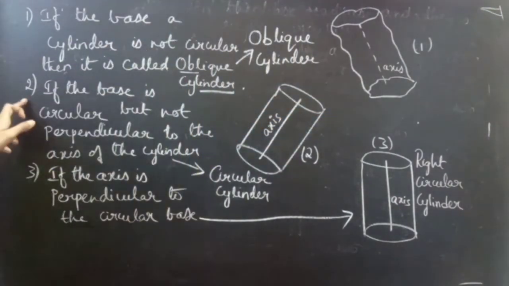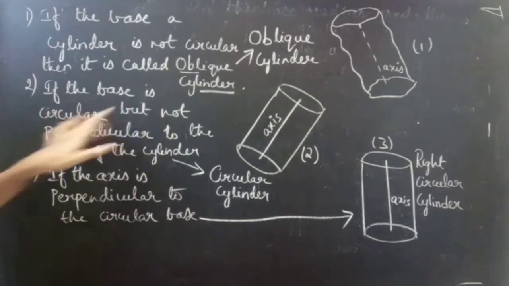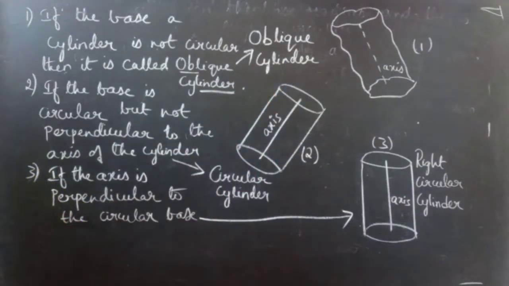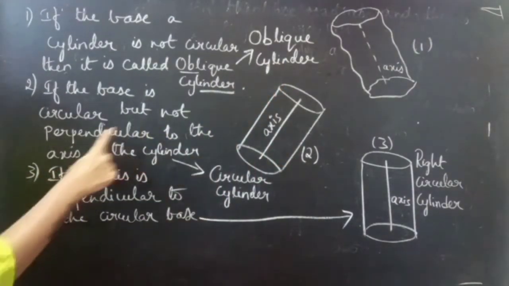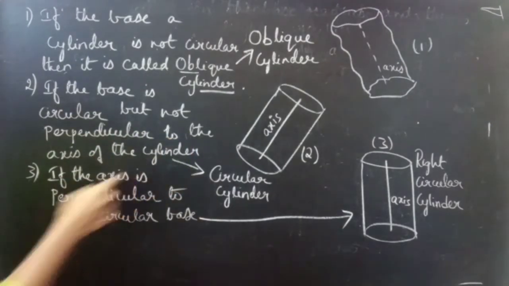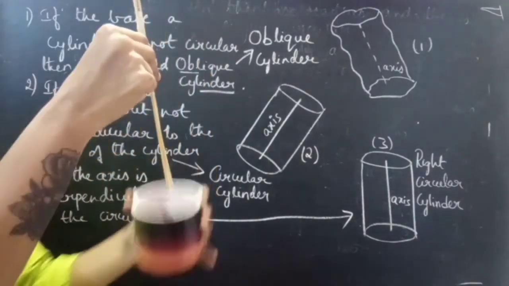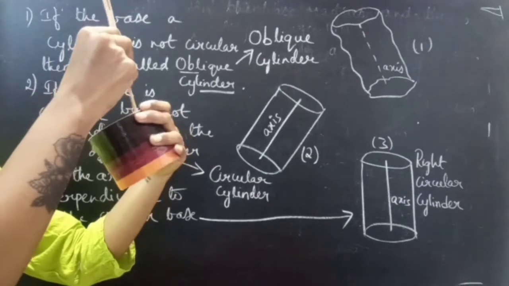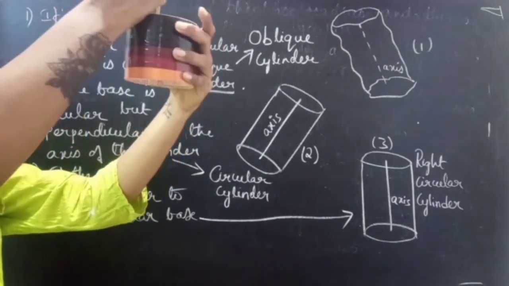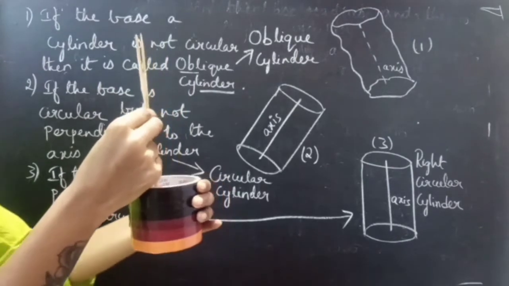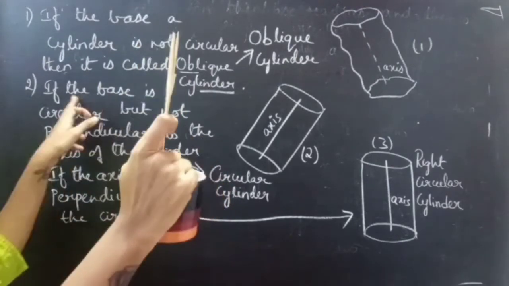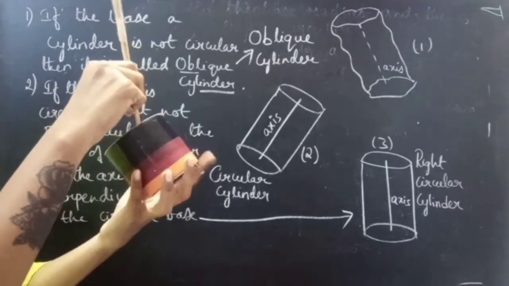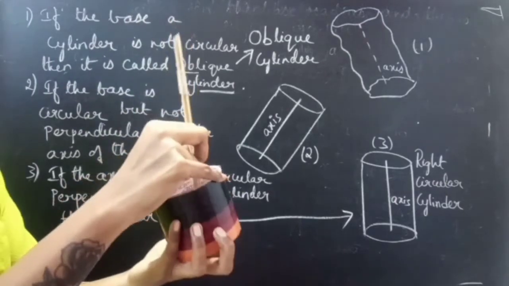Okay? Coming to the second one, if the base is circular but not perpendicular to the axis of the cylinder. If this is the axis, so I'm considering a cylinder which has a circular base. If the base is circular but not perpendicular to the axis, like this.